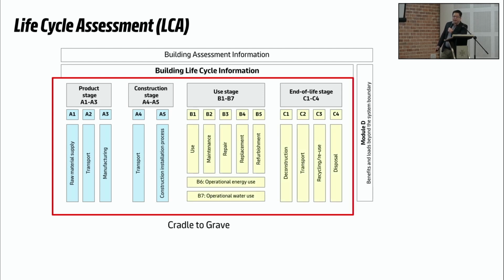Right? If it covers entirely A, B, C, cradle to grave, which is the most common one that people do. And then lastly, if it includes module D, okay, module D simply means benefits and loads beyond the system boundary. Okay, this one is called cradle to cradle.